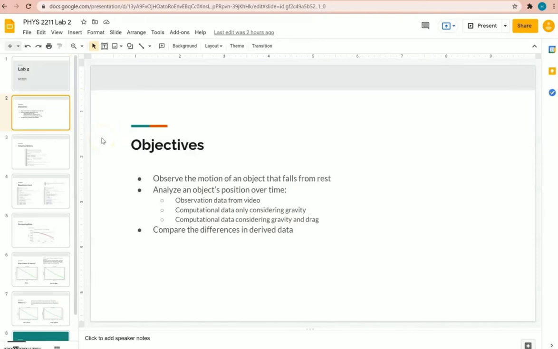The purpose of this lab is to observe and track the motion of a falling object. In my case, I used a tissue box that is about a quarter full and recorded a video of me dropping the box. I used the program Tracker to track the observable motion in the video, and the coding program GlowScript for the two computational models, one that considers gravity and one that considers drag and gravity. Then I compare the results in a spreadsheet and line graph.